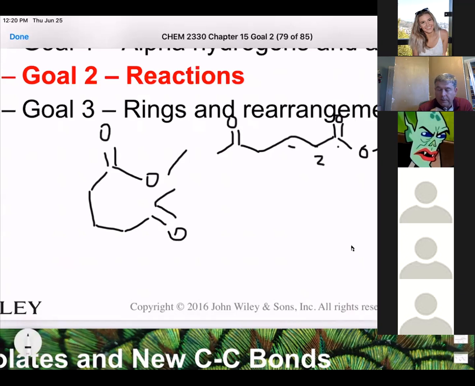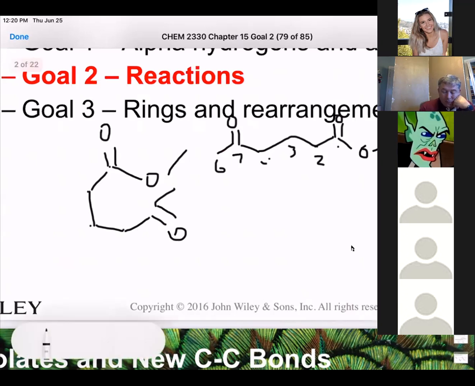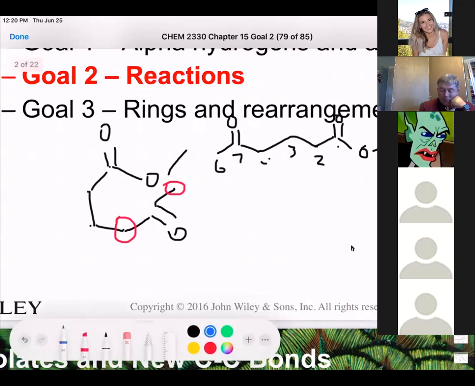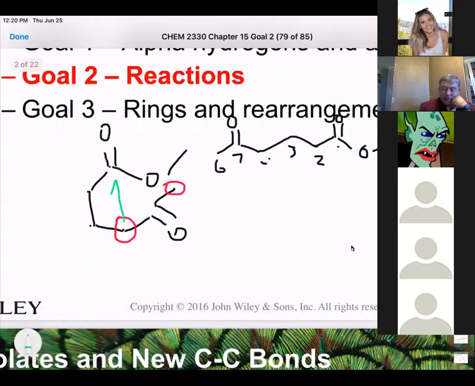1, 2, 3, 4, 5, 6. Okay, 1, 2, 3, 4, 5, 6, right here. Now we've rearranged it into a ring. Okay, remember we had 2 options for removing that proton. We could remove it from this carbon or this carbon. Okay, now look at this. If we removed it from this carbon right here, that's the only place that this anion we just formed can react. What size ring did that form? 1, 2, 3, 4. That would form a 4-membered ring, okay?